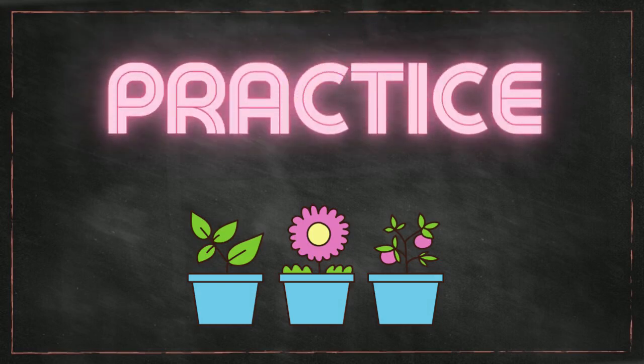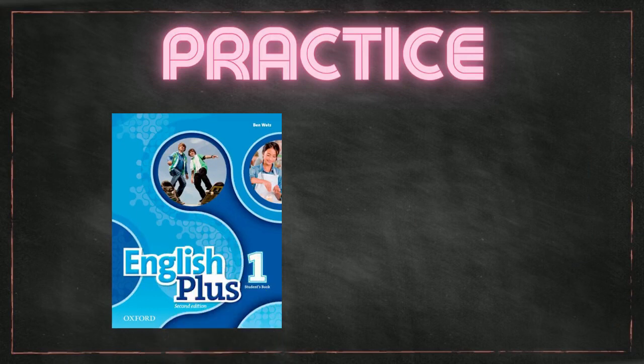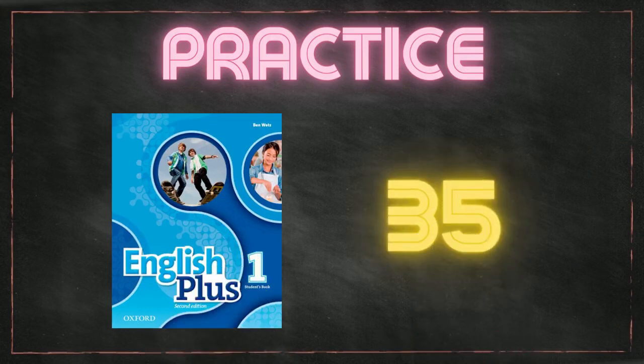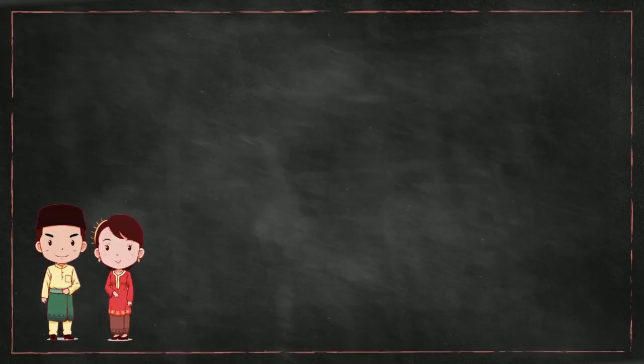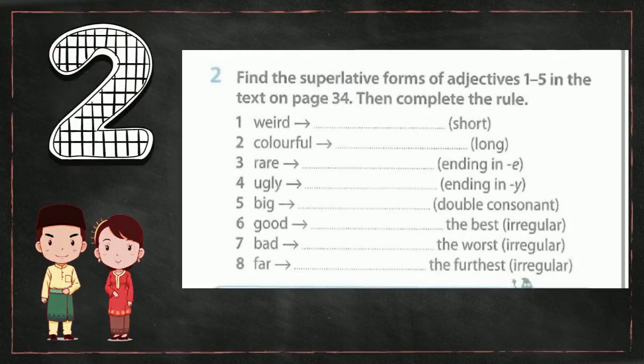Alright, after all of that explanation, I think that you guys are ready for some practice. Let's go! These two exercises that we are going to try out together can be found in your English Plus One textbook on page 35. So go ahead and grab your textbook. For the first one, you can refer to practice 2 in your textbook, which is this one. And we are going to find the superlative forms for all of these adjectives. So let's go.